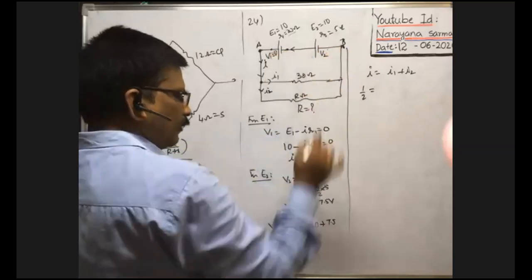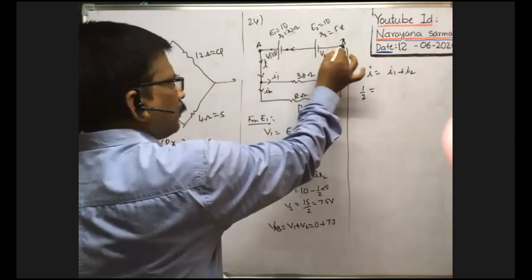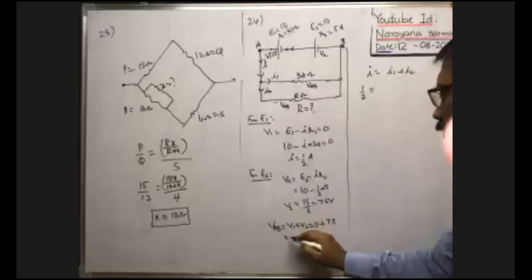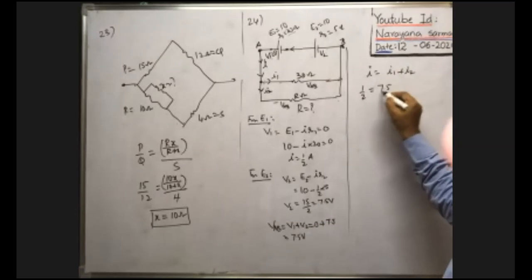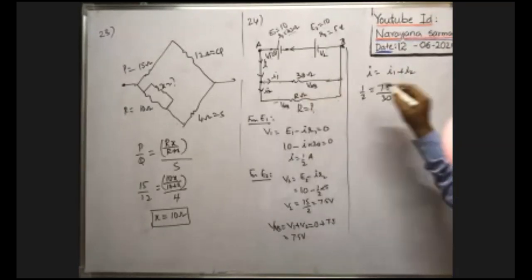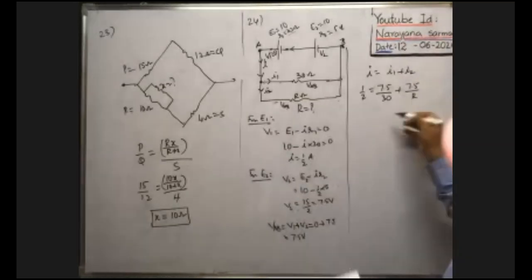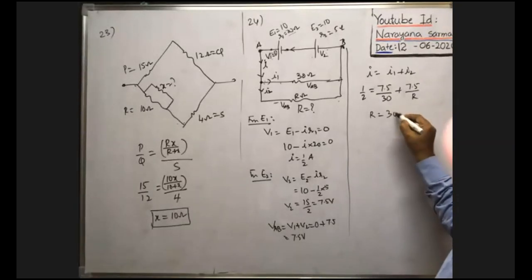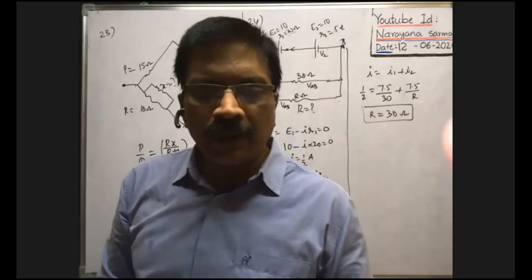As these two resistances are connected across the combination AB, the potential difference across both is the same. The potential difference across this resistance is also VAB, which is 7.5 volt. So the current through this resistance is the potential difference 7.5 divided by resistance 30, plus the current I2 through this other resistance, which is the potential difference divided by resistance R. So what is R? If you simplify, you will get 30 ohm. So R is equal to 30 ohm. That is the answer.